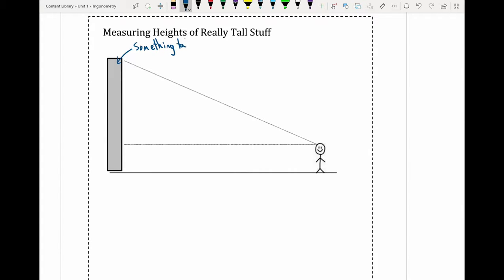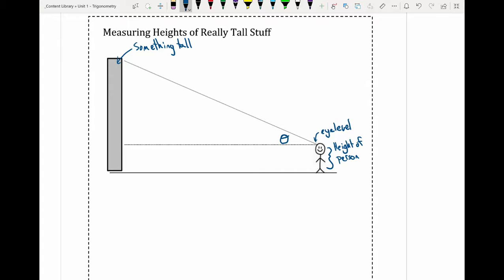something tall. And the key information that we're going to need is first the height of the person. You need to know his, because what we're going to do, and we can see the triangle already kind of figured out here, we're going to need to use their eye level to help us find an angle. And that angle is going to be here.